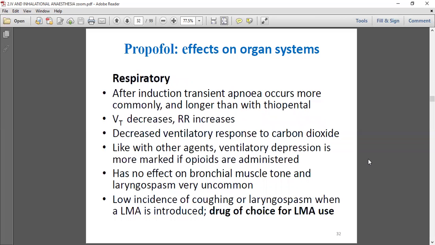Then respiratory effects. After induction, transient apnea. Remember I said transient anything, right? Transient apnea occurs more commonly and lasts longer than if you give thiopentol. Then on the ECG, ventricular tachycardia will decrease and the RR intervals will increase.